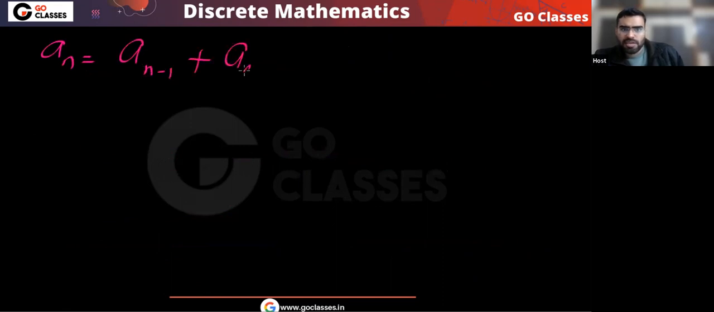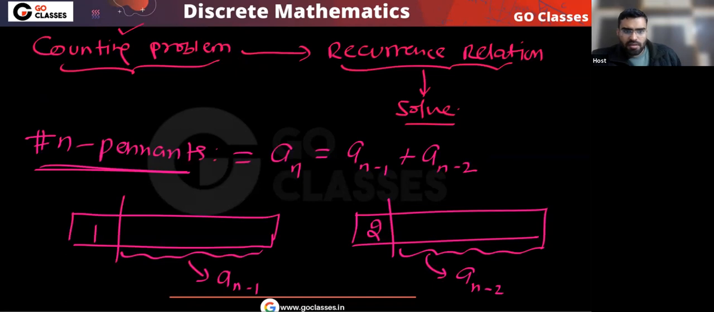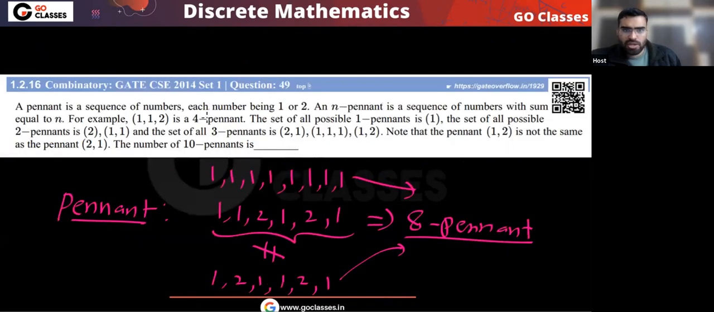And what are the initial conditions? Can anyone tell me? The initial conditions are already given to you. So an is equal to an minus 1 plus an minus 2. Is this recurrence relation familiar to you? This is a popular recurrence, Fibonacci. Yes or no? So this is a Fibonacci recurrence relation. Anyway, what are the initial conditions? Here you can find them out.